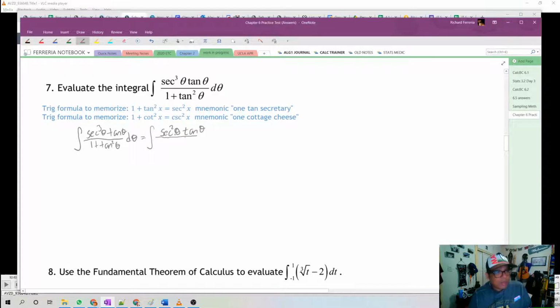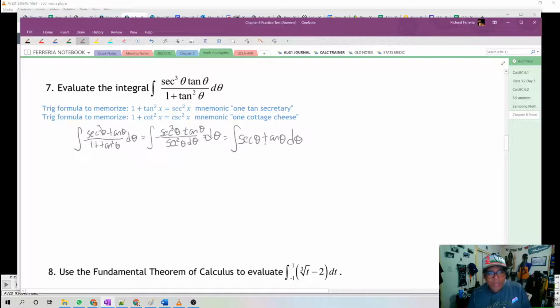Tangent theta. So 1 plus tangent squared, that's equal to secant squared theta d theta. And I think I made that square look like a cube. d theta. So now we have an opportunity to cancel out two secants from the numerator. So that just leaves me with secant theta tangent theta d theta. So we're not quite out of the woods yet.